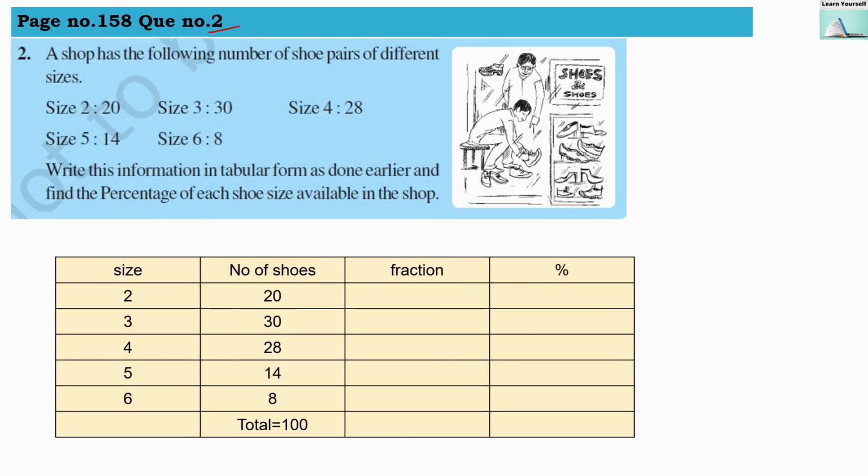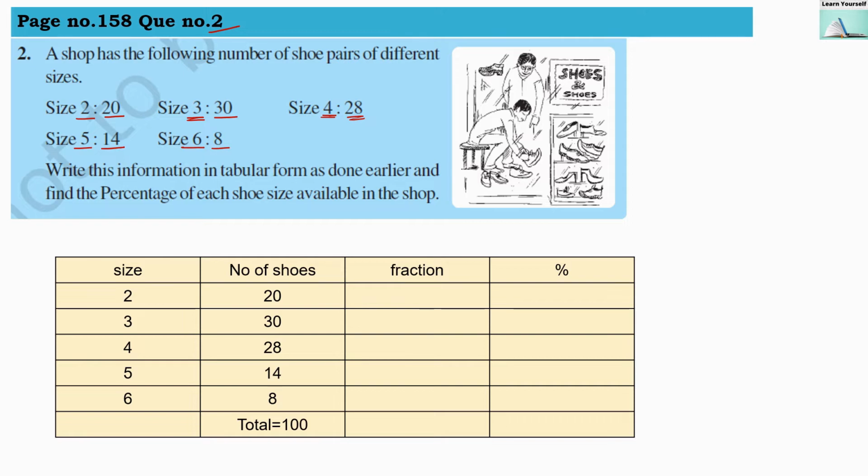Question number 2. A shop has the following number of shoe pairs of different sizes. Size 2, there are 20 shoes. There are 30 shoes of size 3. There are 28 shoes of size 4. There are 14 shoes of size 5. And there are 8 shoes of size 6. So write this information in tabular form as done earlier and find the percentage of each shoe size available in the shop.